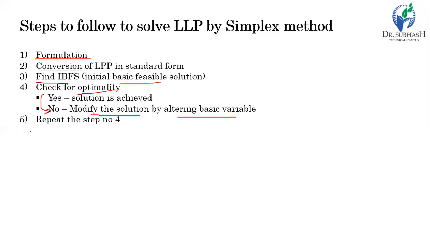In this case, again repeat step number 4. So after modifying the basic variable, check whether the optimality condition is achieved. If yes, then the problem is over and the solution is achieved. If not, then again modify the solution, and in this way repeat steps number 4 and 5 until you get the optimal solution. So this is the basic process to solve the simplex method. How this process works and how to follow this whole process, we will see with an example.